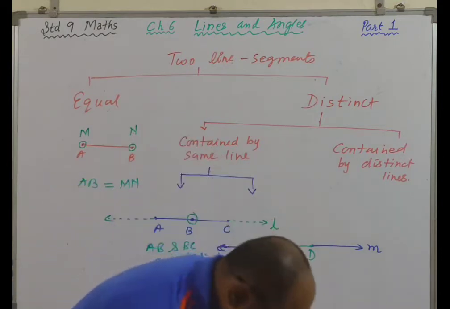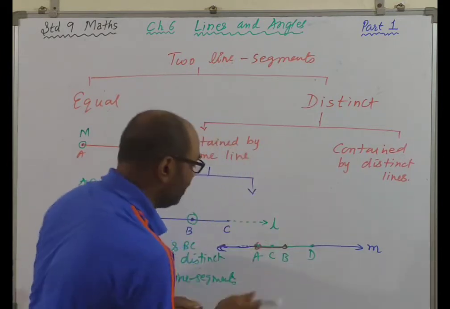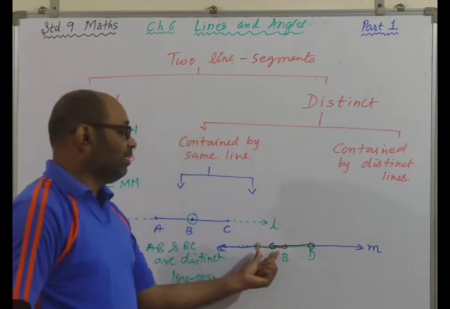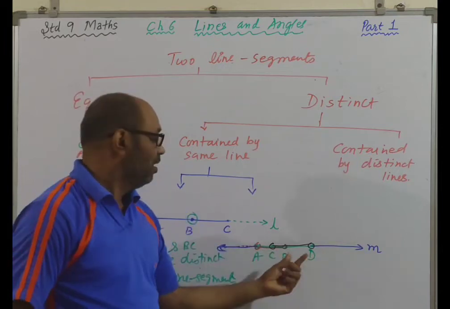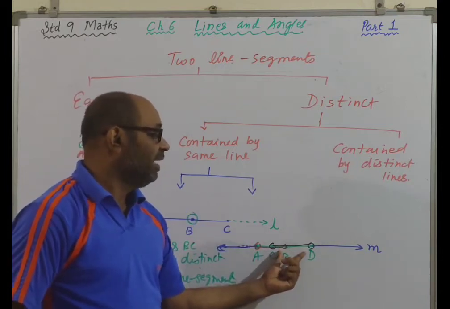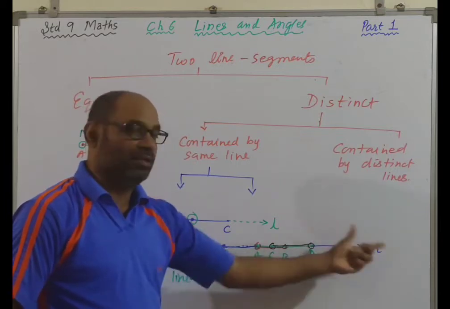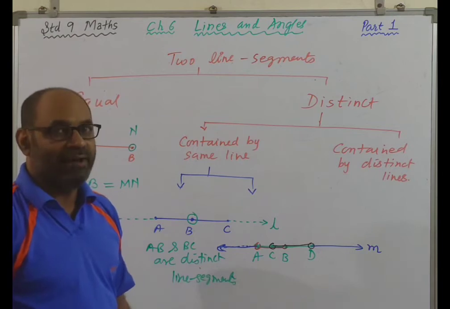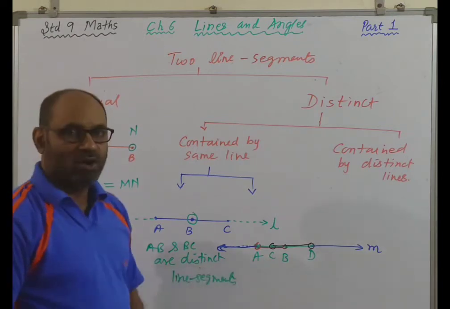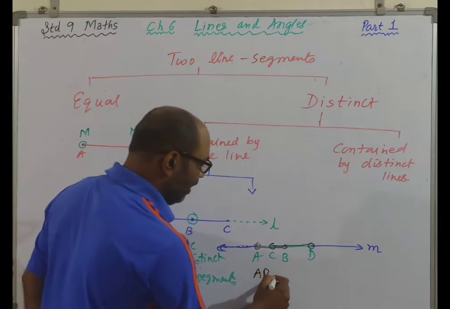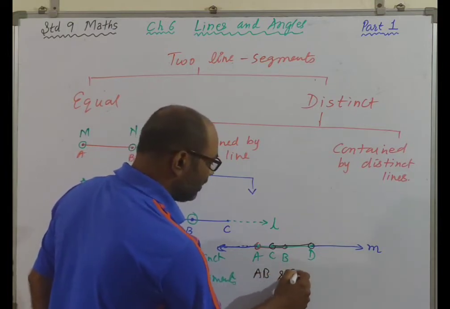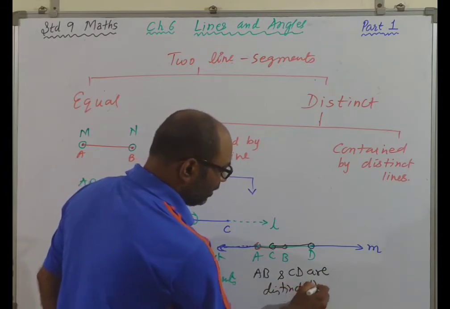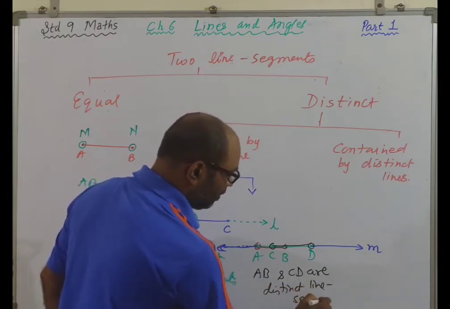AB and here is line segment CD. Line segment AB is a part of line M. Line segment CD is also part of M. But both of them have different endpoints. Not even one endpoint is common. So here I can say AB and CD are distinct line segments.